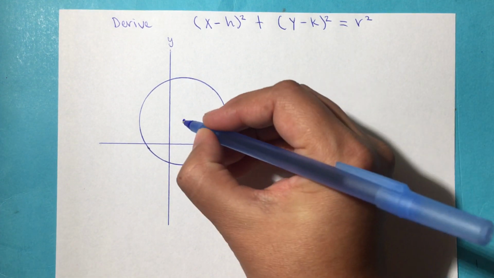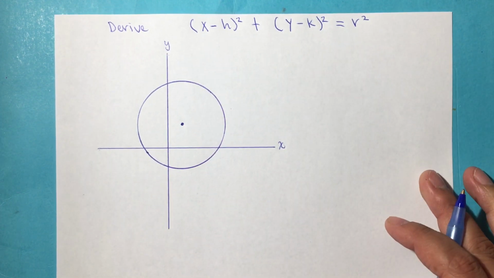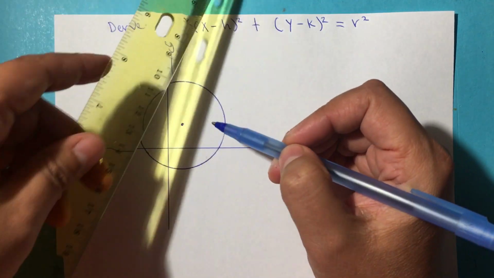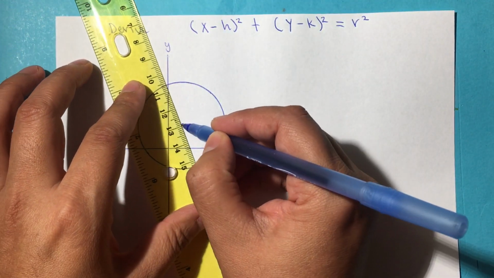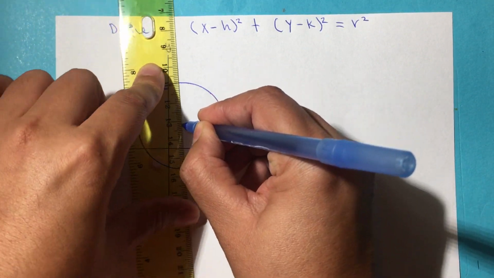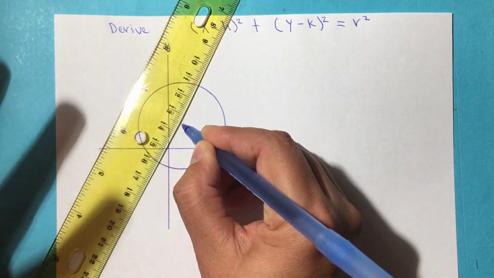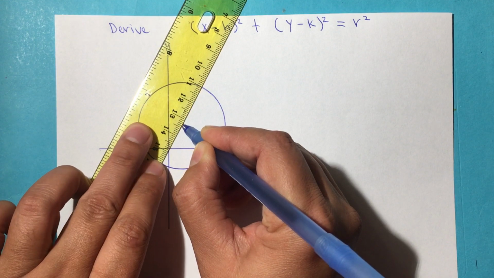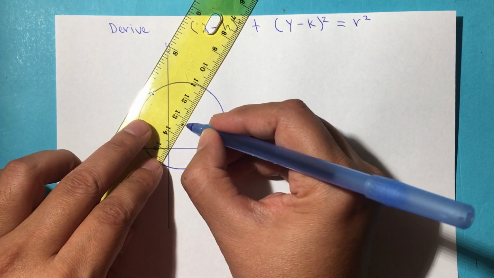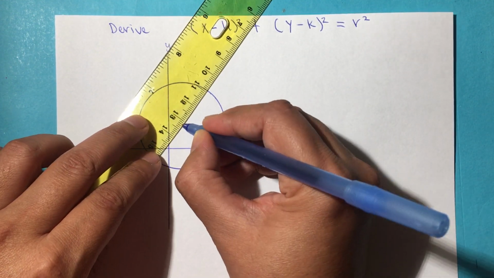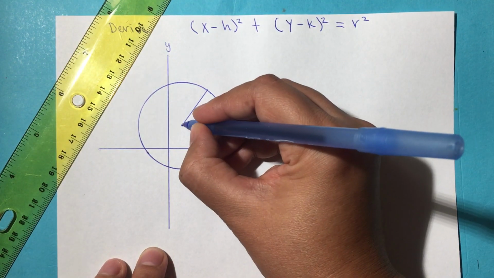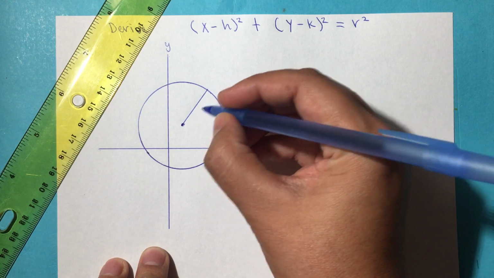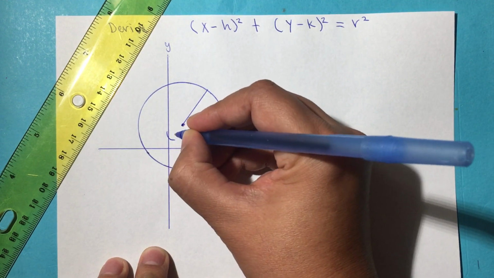So for every circle, you will always have a center, and that center is the same distance to any given point on the circle. Okay, so if you go around and draw the radius, it's going to be the same distance to any point. So let us just draw from here to there. And so we're going to call the center H, K.